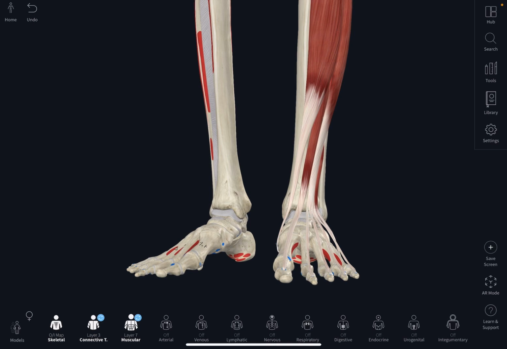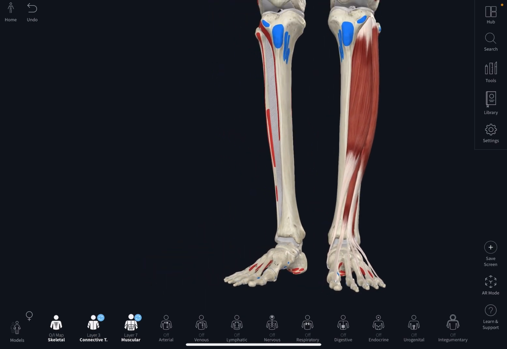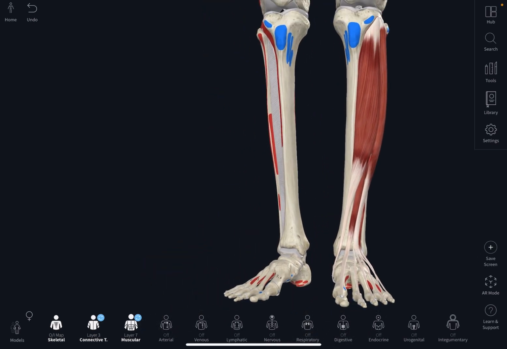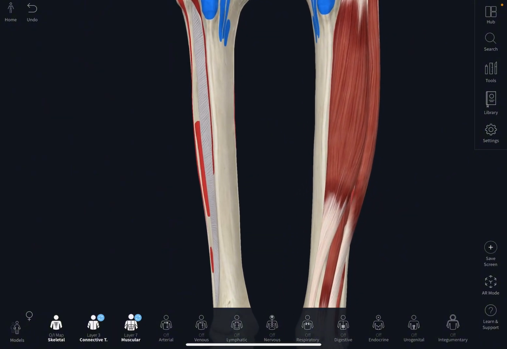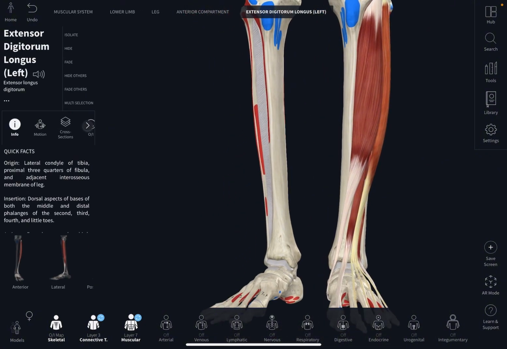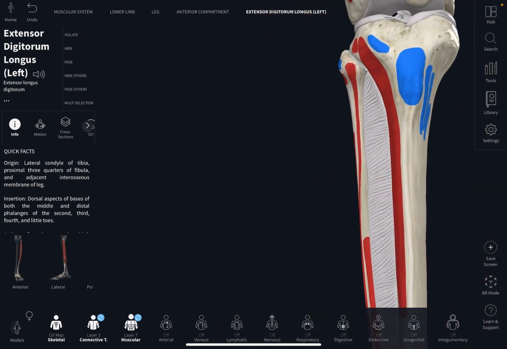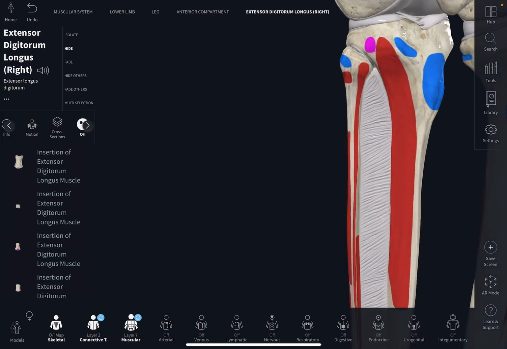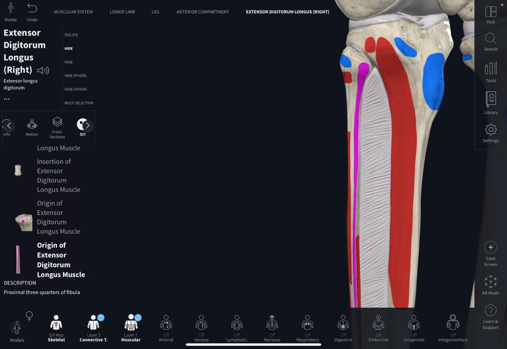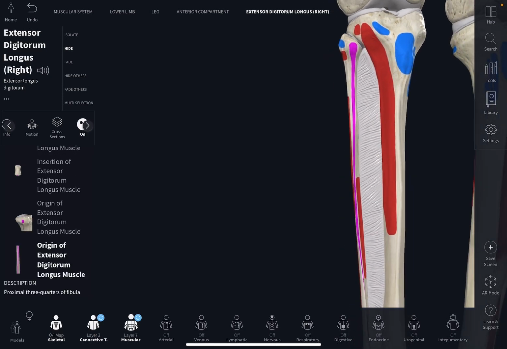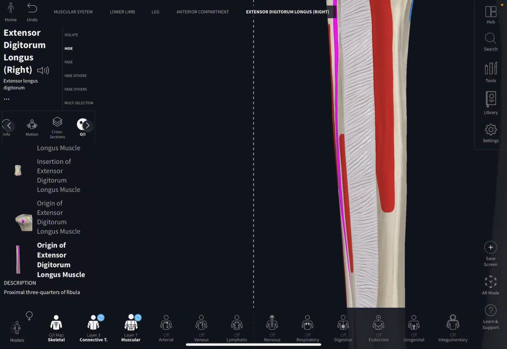Next, we're going to have extensor digitorum longus, which is going to be the most lateral anterior muscle. So who do we think it is? This one. And this is going to originate from the lateral tibial condyle and the superior 2/3 of the medial surface of the fibula. So right here, lateral condyle of the tibia and superior 2/3 of medial surface of the fibula.